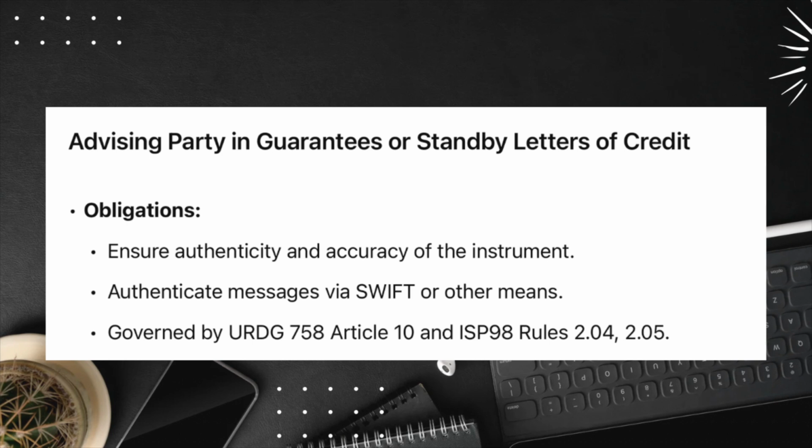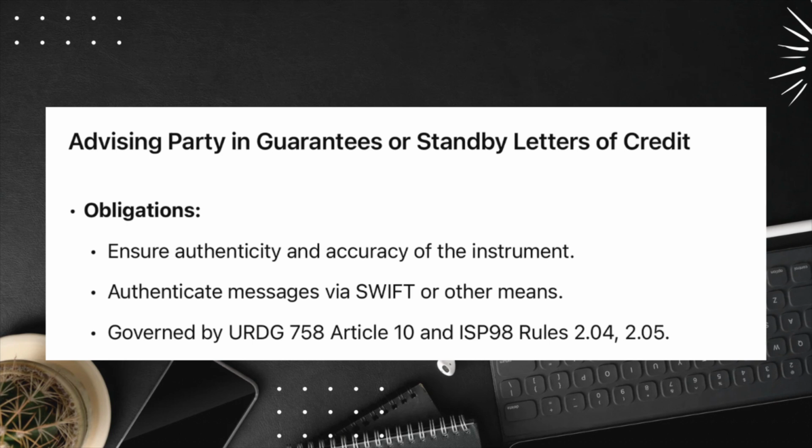Obligation of the advising party. Let's talk about the advising party's obligation under URDG 758 Article 10. If a bank or any party advises a demand guarantee, they confirm to the beneficiary that they have checked the apparent authenticity of the guarantee. Essentially, they are saying, we believe this document is genuine and it accurately reflects the claims by the guarantor. This step adds a layer of trust to the transaction.